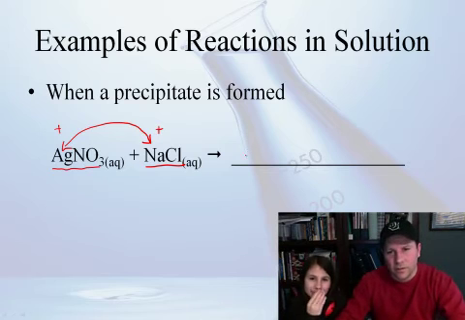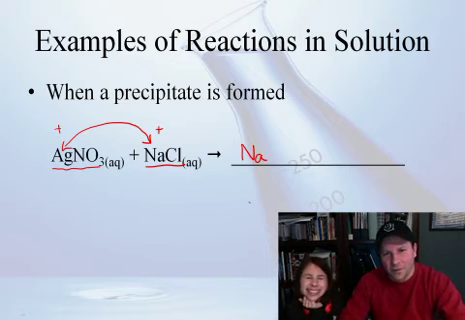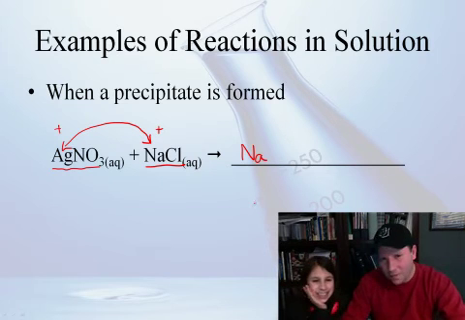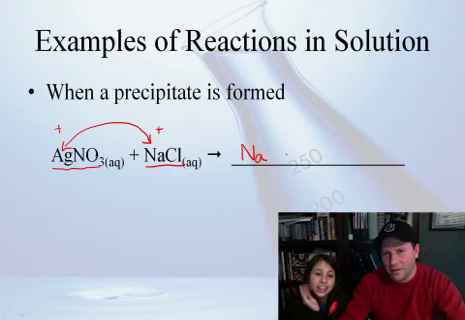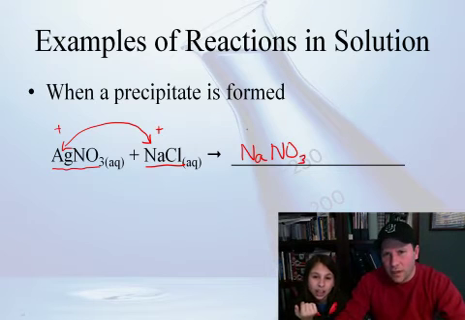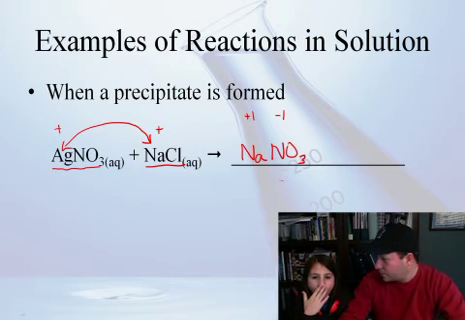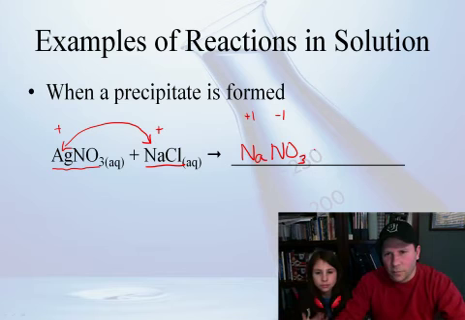Okay. So here we go. So we got sodium. The sodium was with the chlorine as a reactant. What's it going to be with as a product? Nitrate. So we're going to do NaNO3. We have to make sure it's a neutral compound. Sodium's a +1. Nitrate's a -1. Is it neutral? Yep. Okay. So we're good there.